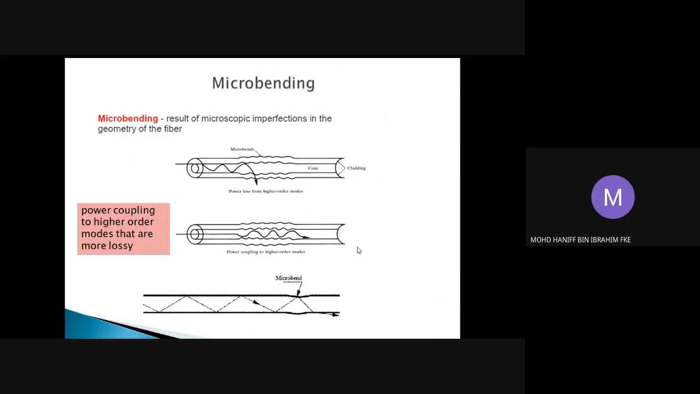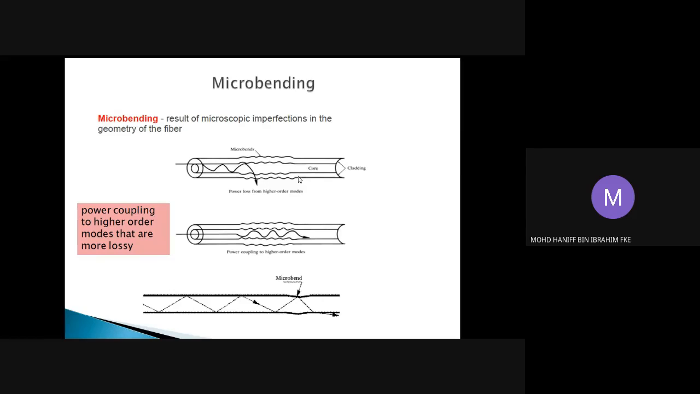So what is microbending basically? This is the figure that shows the macrobending effect, and basically it results from macroscopic imperfections in the fiber optics geometry.